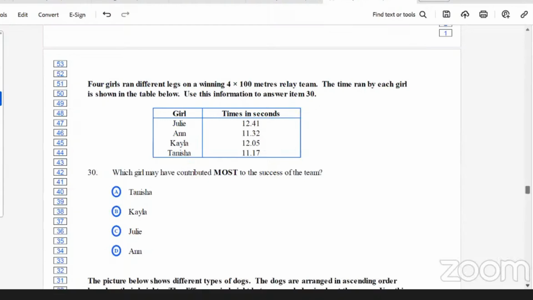All right, so we have each girl and the time in seconds. For Julie, 12.41 seconds and 11.32 seconds. Kayla, 12.05 seconds. And Tanisha, 11.17 seconds. Which girl may have contributed most to the success of the team? So remember, with a race, if you have the lowest time, then you would have been the winner of the race, right?